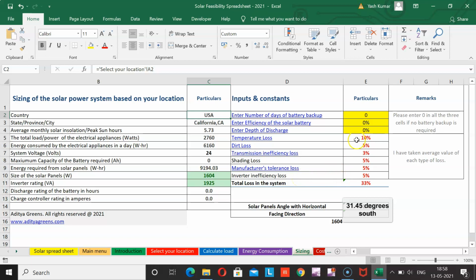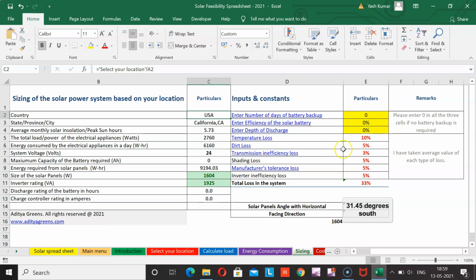All these losses are considered, and the total loss in the system comes out to be 33%, and this is a good amount of loss. So I have considered all the relevant losses that a solar power system can undergo. On this basis, we have calculated the profitability of the solar power system.